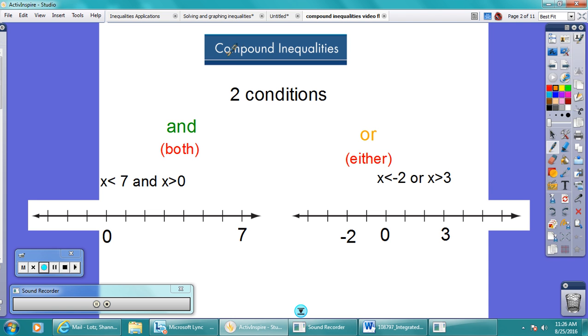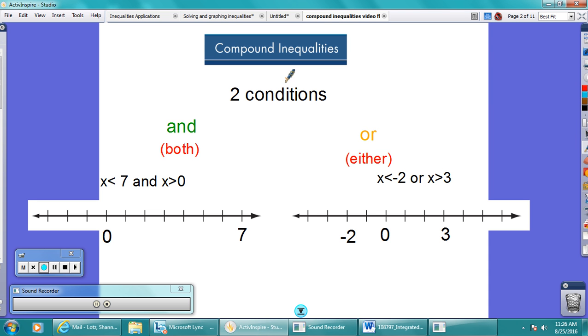Well, now we're going to be talking about compound inequalities. Now your inequality has to satisfy two conditions. The words that you are going to see are the word and, the word or. So your inequality must satisfy and, which is going to be both conditions, or, which is going to be either one of the conditions. So let's look at the first example. It says x is less than 7 and x is greater than 0. So that means we have two conditions here, and the word in the middle is and. So we need to satisfy both these conditions.